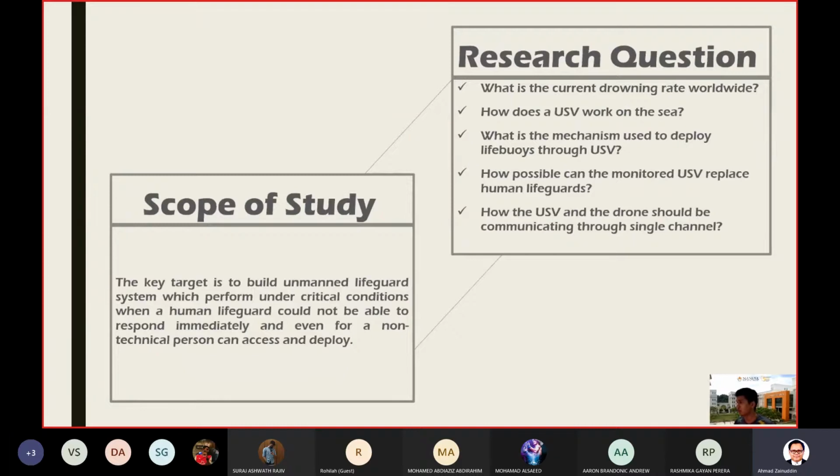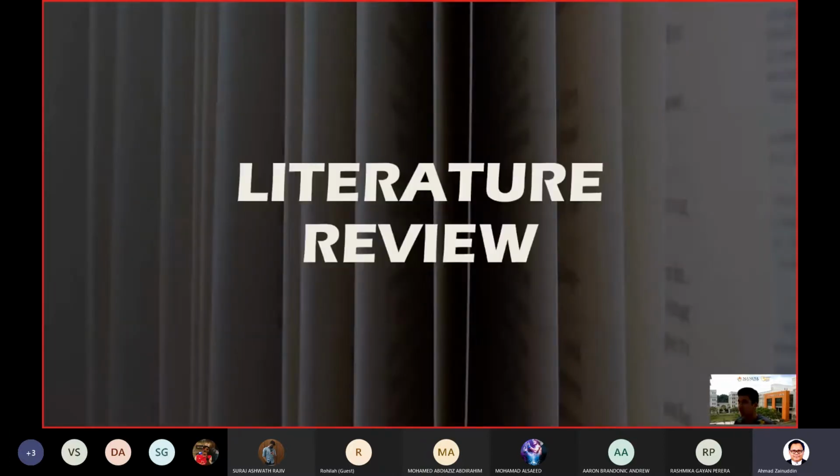So, research questions. I have identified a few research questions. What is the current drowning rate worldwide? How does the USV work on the sea? What is the mechanism used to deploy a life buoy through the USV? How possible is it for the monitored USV to replace human lifeguards? How should the USV and drone communicate through a single channel?